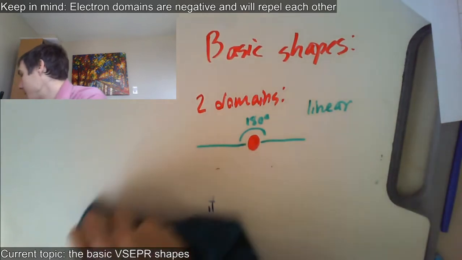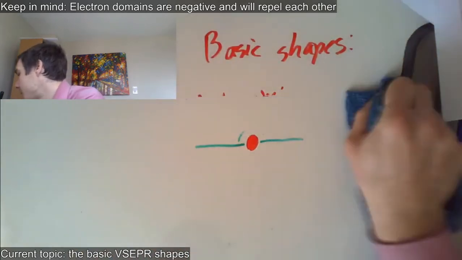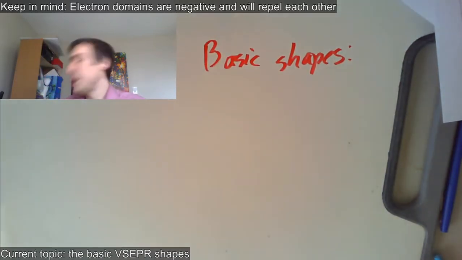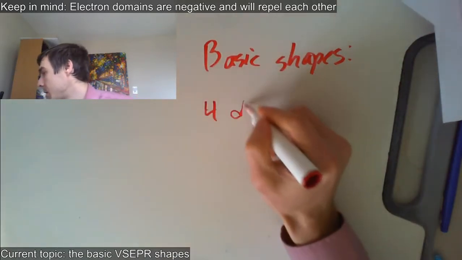So that's 2 and 3. Those are the first 2 shapes, linear and trigonal planar. For the fourth, though, for 4 domains, things get interesting. 4 domains.